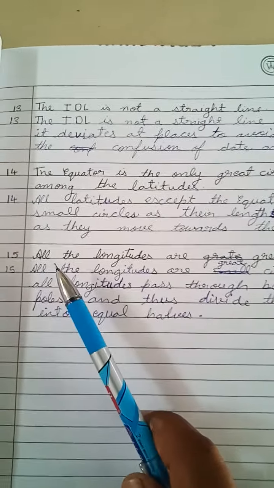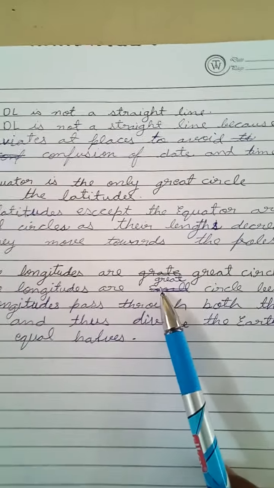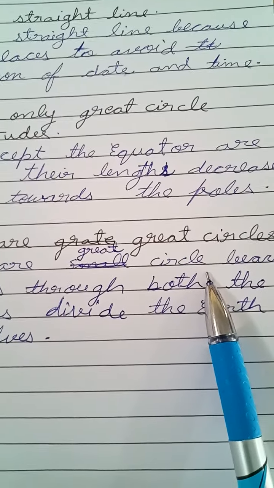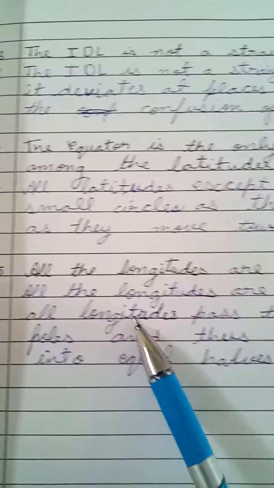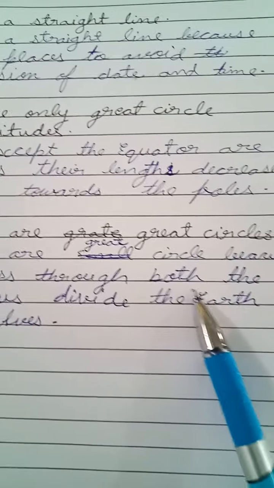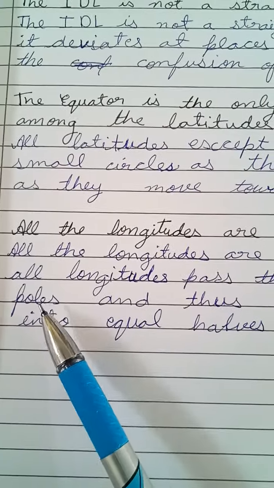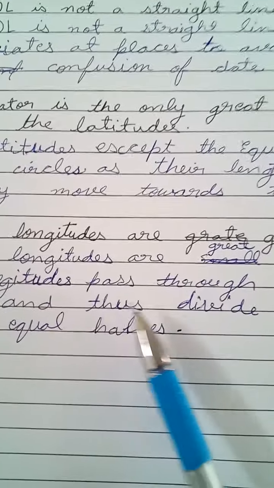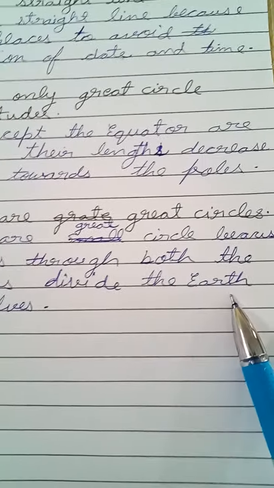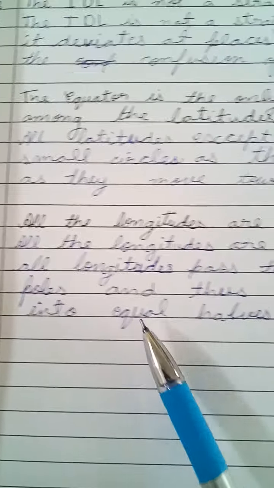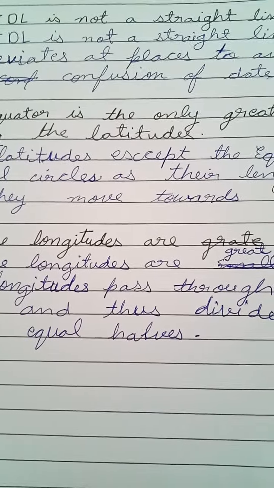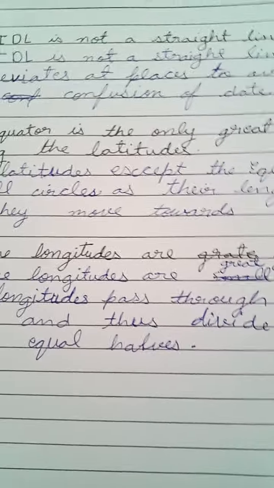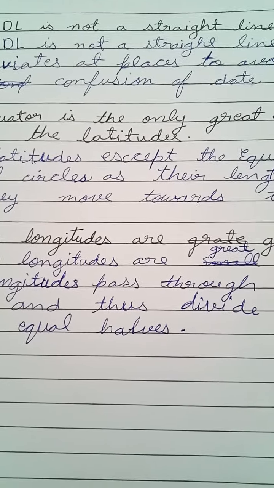Why? The answer for this question is all the longitudes are great circles because all longitudes pass through both the poles and thus divide the earth into equal halves. Quite logical. Okay, I'll share my explanation with the help of a diagram.